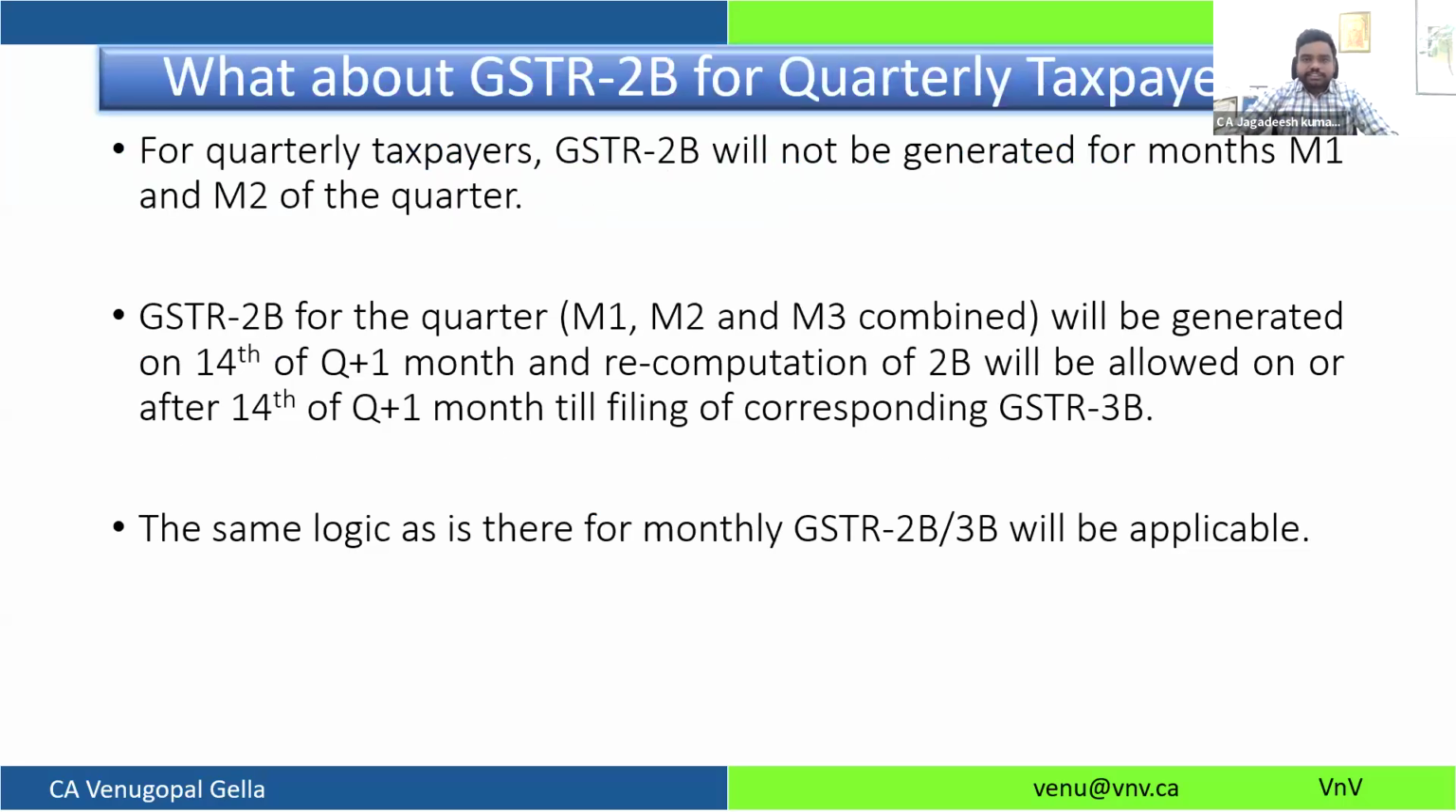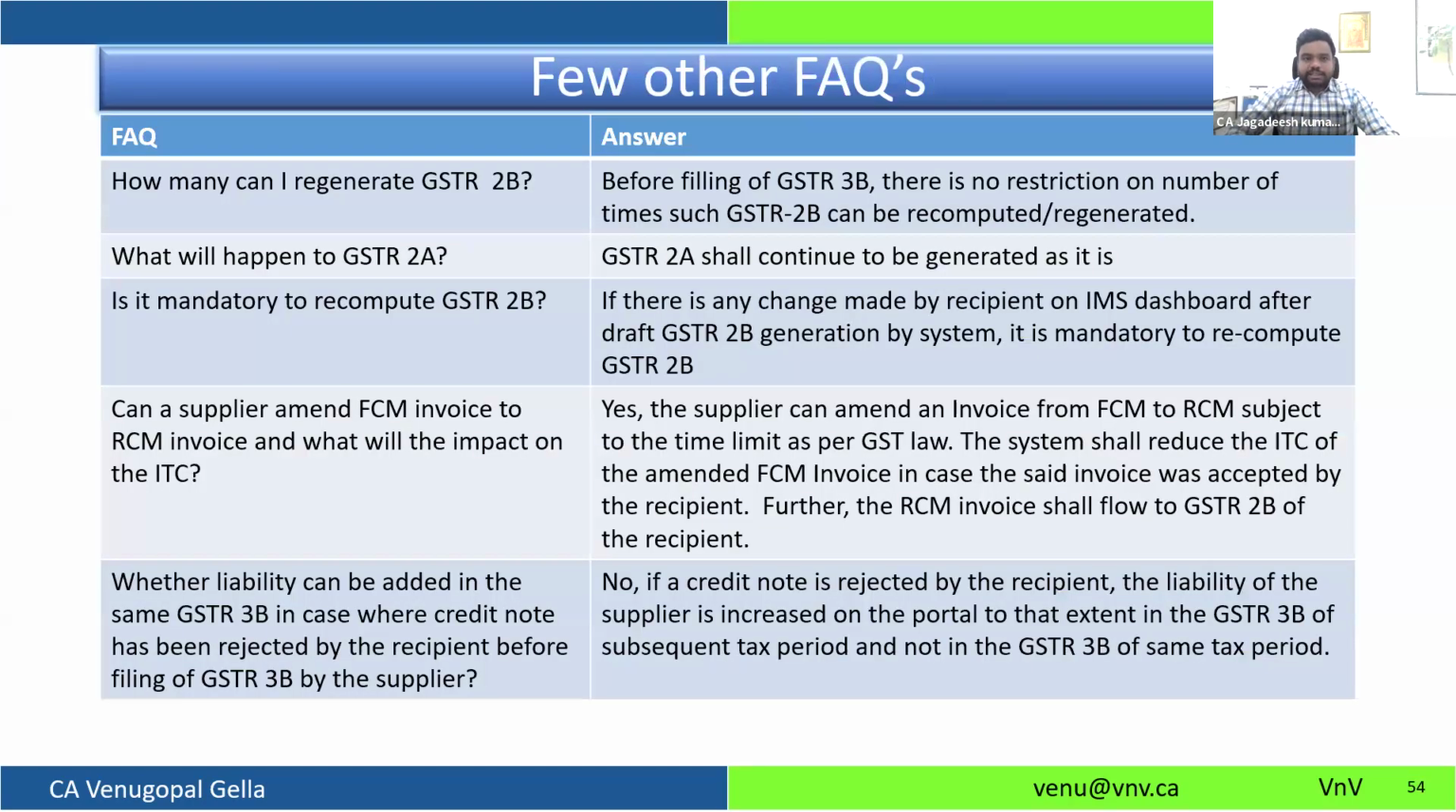So what about GST 2B for quarterly taxpayers? Even for the quarterly taxpayers, 2B will be generated after the ending of the quarter, Q plus 1 month. The same logic is there for the monthly GST 2B also. For IMS also, the same logic will work. So for quarterly taxpayers, IMS will generate every quarter. Now we'll see some other FAQs.